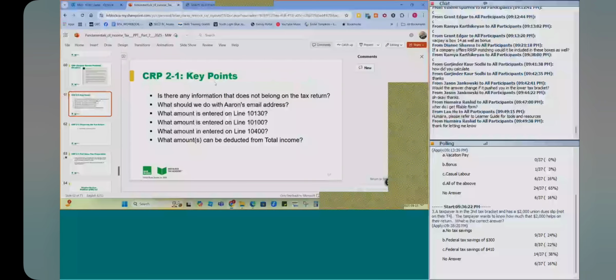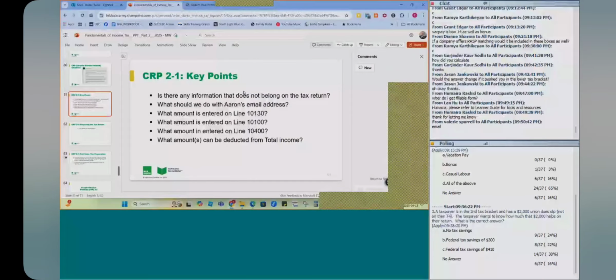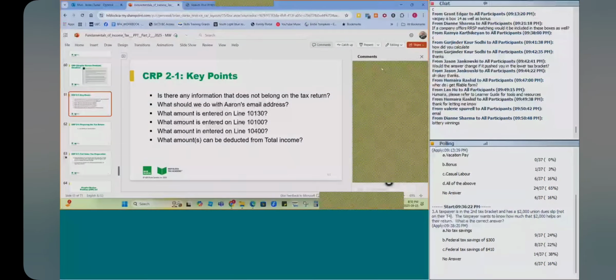Let's have a look at some key points here. Is there any information which does not belong on the tax return? And what should we do with his email address? Good. The email address, he doesn't want to register for email. That doesn't need to go in there. Good. Lottery winnings, right? As you remember, these do not have to be reported on the return. They are not considered reportable income. So those do not need to go in there.